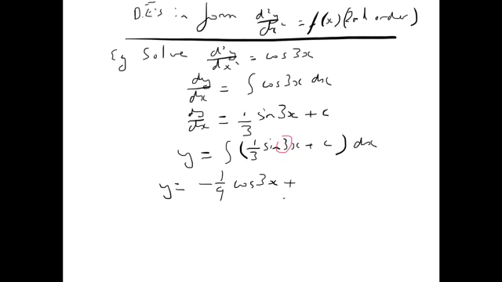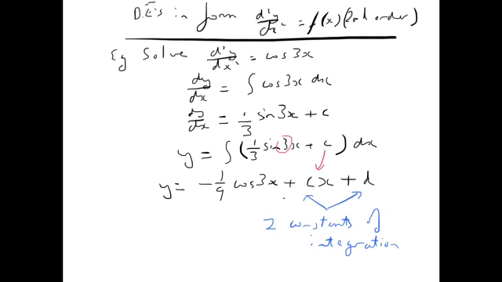Plus, now the antiderivative of c is cx, because c is a constant, so the antiderivative of a constant, you just put an x next to it, and you get a new constant of integration, therefore d. So note, the general case will have two constants of integration. Okay.